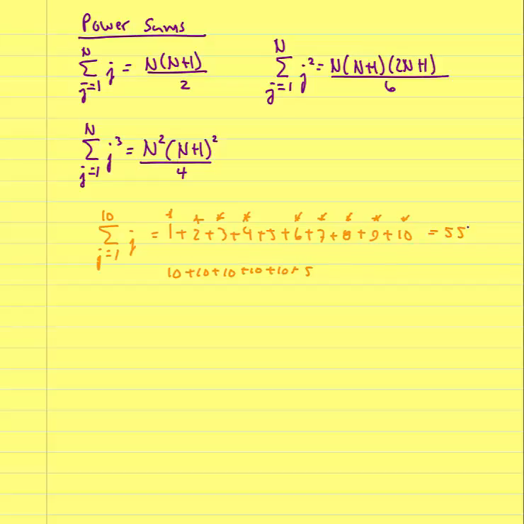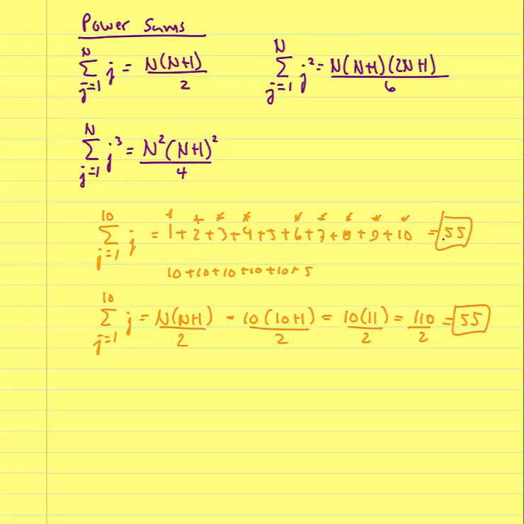Well, that wasn't too hard to do, but what if this was 100 or 1,000? So what this formula says, the sum from j equals 1 to 10 of j, again, this is n times n plus 1 over 2. N is 10, so this says take 10 times 10 plus 1 and divide it by 2. So that says to take 10 times 11 divided by 2. 110 over 2 is 55. So this is just a quick way of coming up with these without having to add them up. And this works the same with the squareds and the cubes.